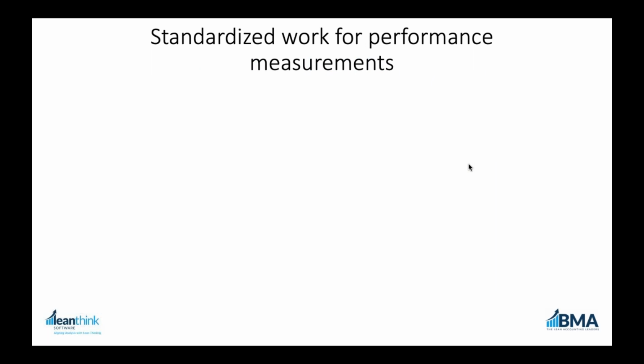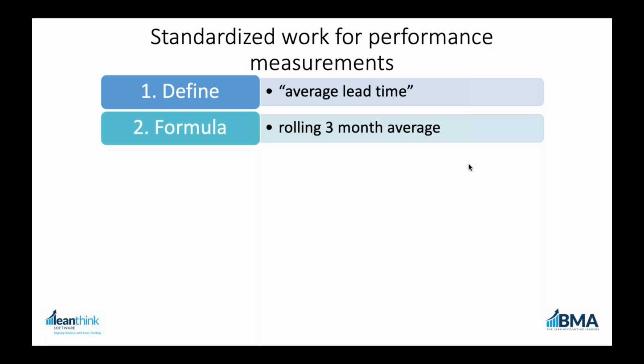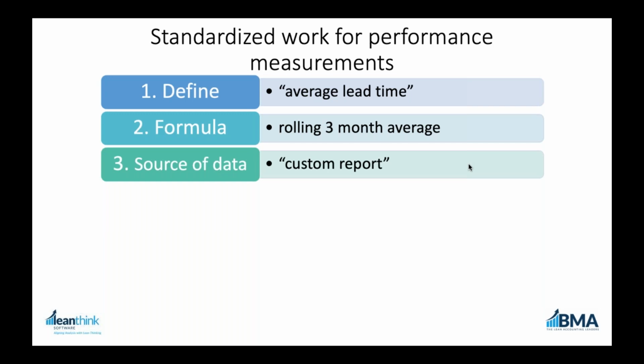So I talked about this. How do you calculate a good performance measure? And it's a 7-step process. First of all, you define the measure. So we're going to measure, for example, average lead time. What's the formula going to be? What's the average? Okay, so we're going to use a rolling 3-month average. And you've got to think this through for every measure. What's going to be the source of the information? In the case of a lead time measure, we're going to get a custom report out of our system.